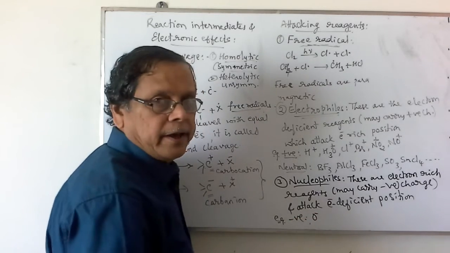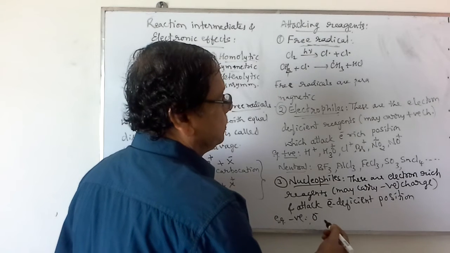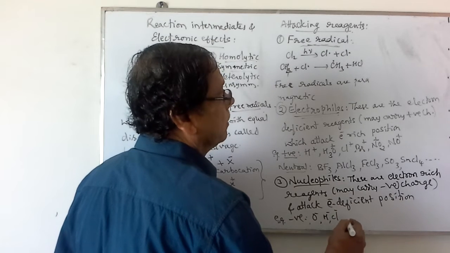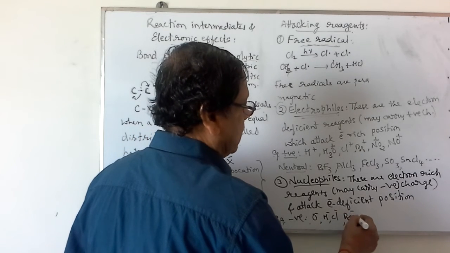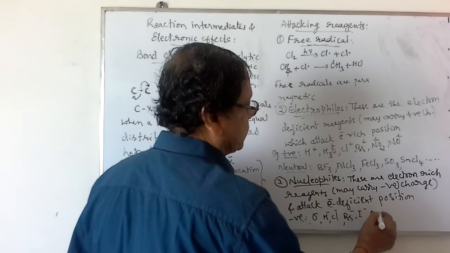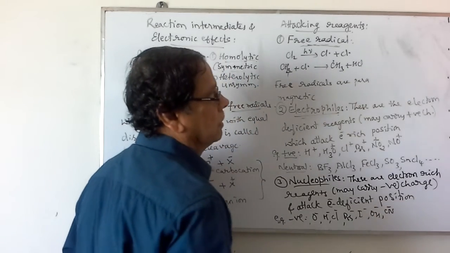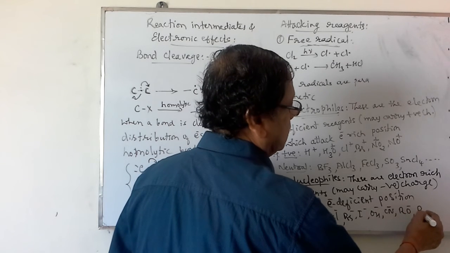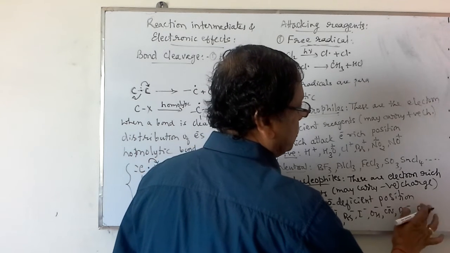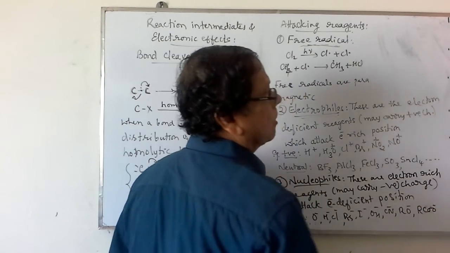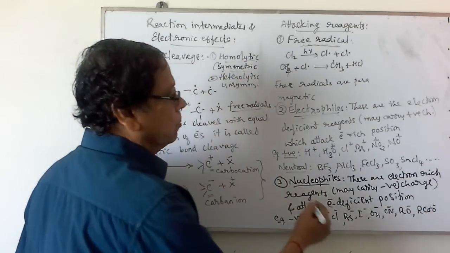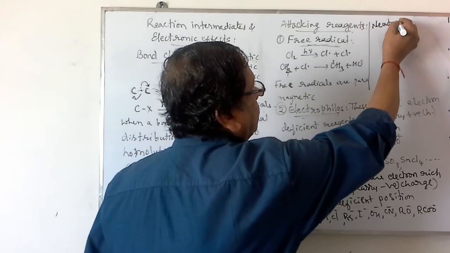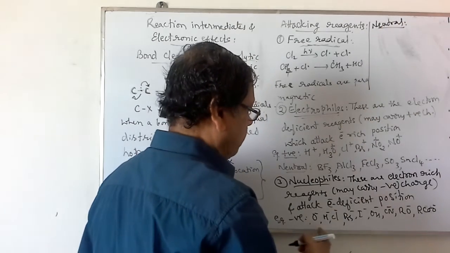O2-, the oxide ion. Similarly, H- ion, Cl- ion, Br- ion, I-, OH-, CN-. Similarly, alkoxide ion, RO-, RCOO-, which is the carboxylate ion. Then we can write neutral reagents which behave as nucleophiles.